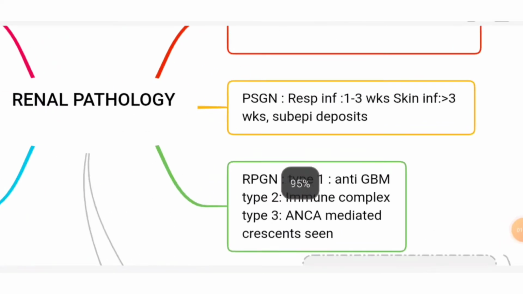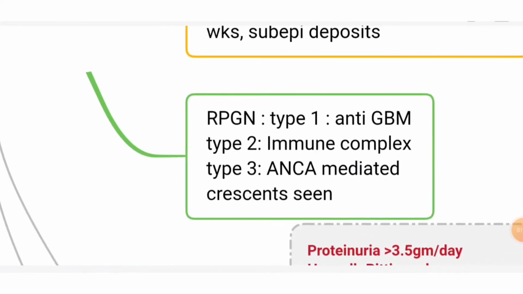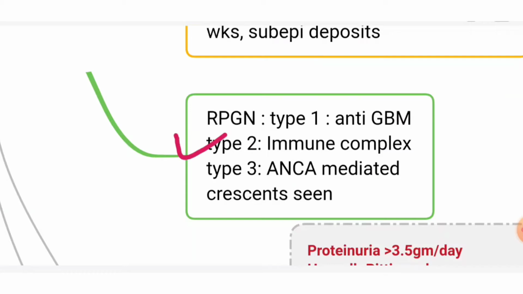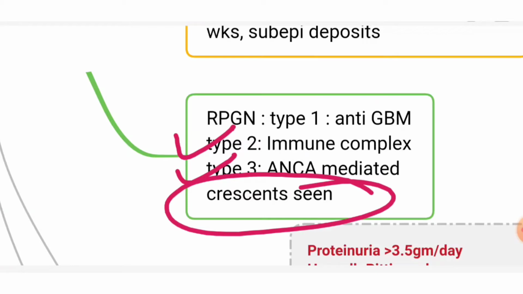Now let's talk about MPGN. It is of 3 types. Type 1 is anti-GBM associated, type 2 is immune complex associated, and type 3 is ANCA mediated. Crescents will be seen.